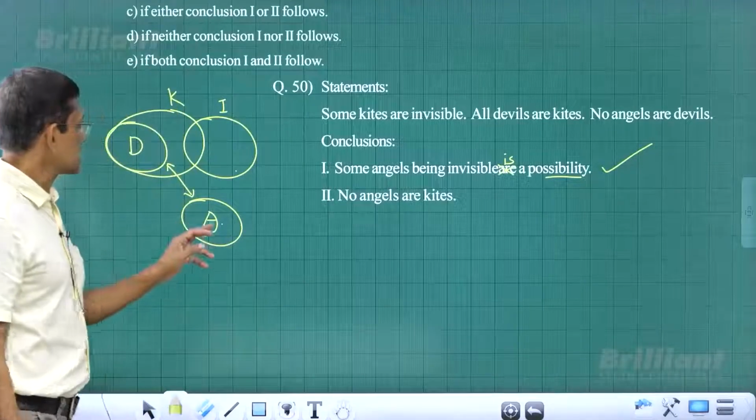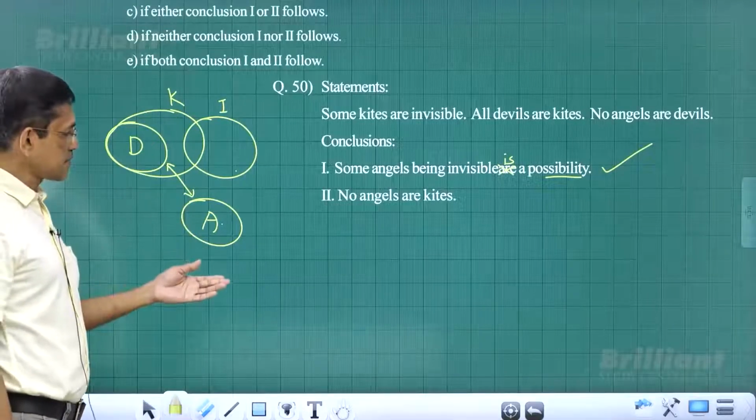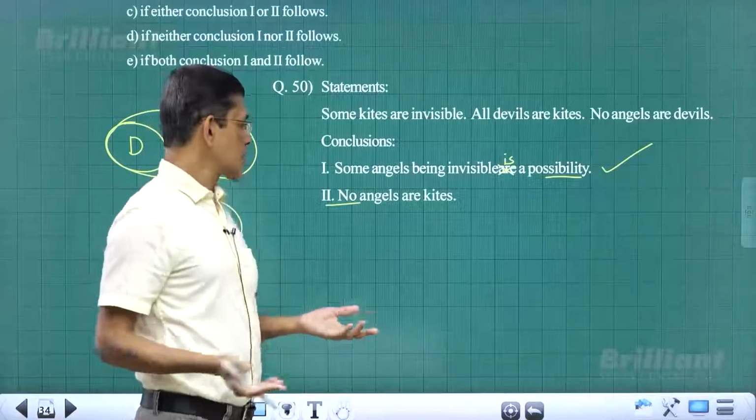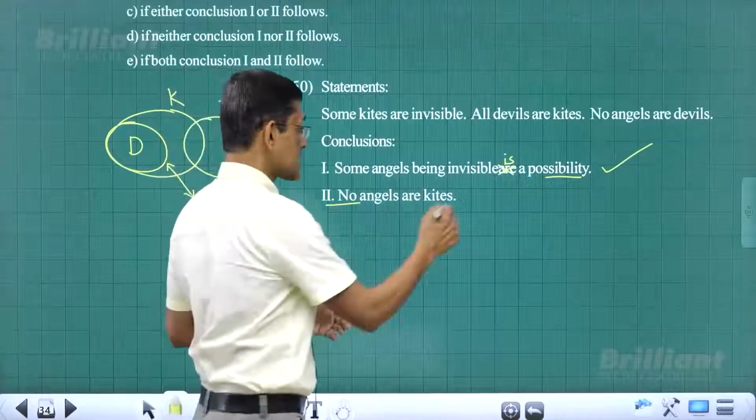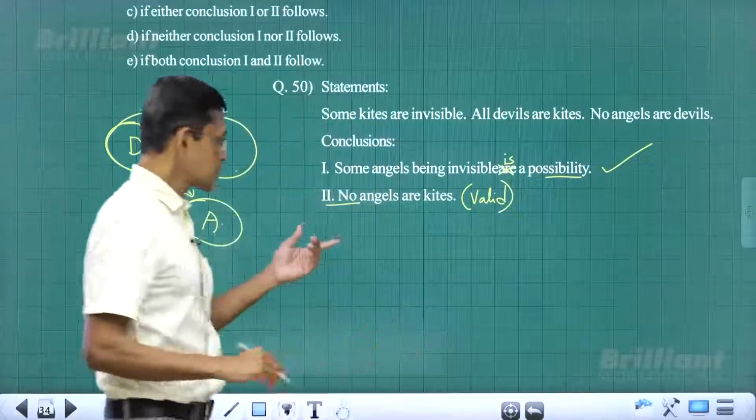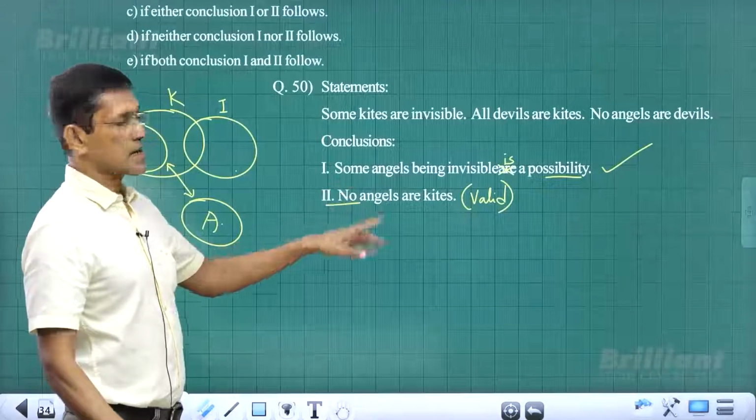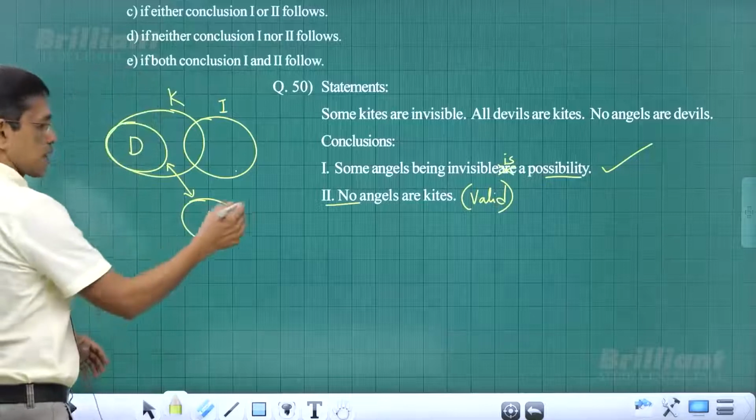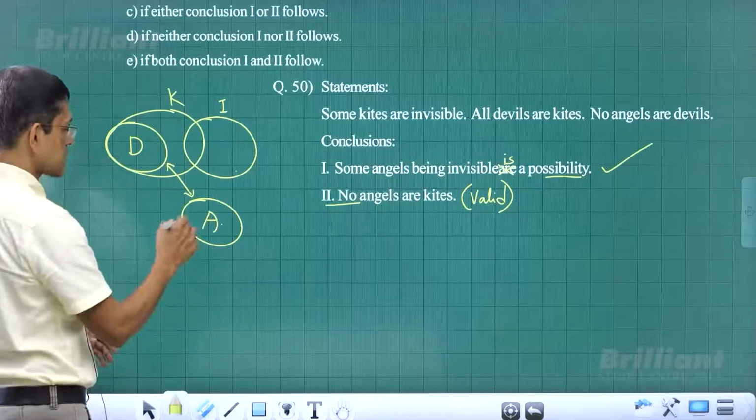Next one, no angels are kites. Look at this, angels and kites. No angels are kites, that's correct. However, that's a negative statement. If it is valid, as in this case, what do you do? You have to negate it. When you negate it, what do you get? Some angels are kites. So when you negate it, you have to draw a new diagram. Some angels must be kites.